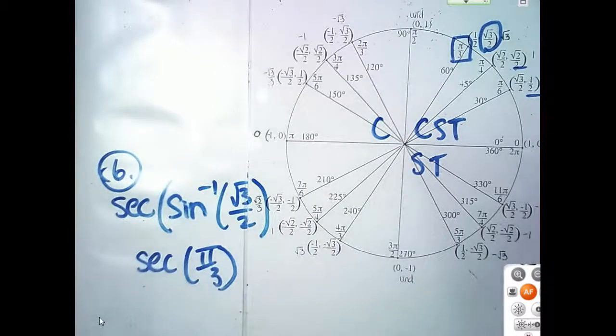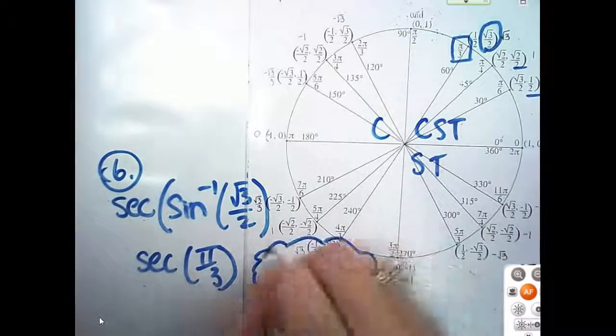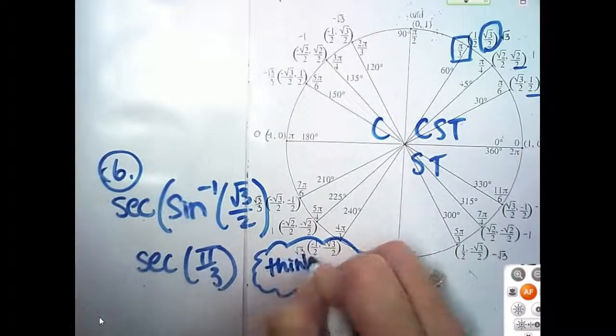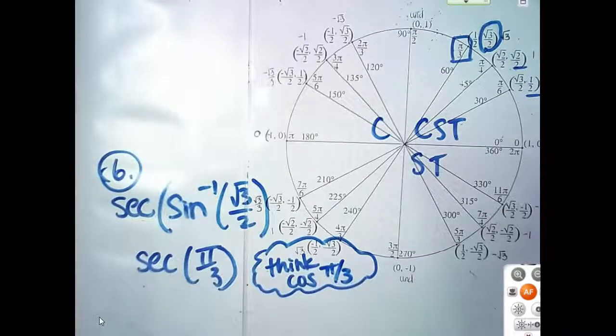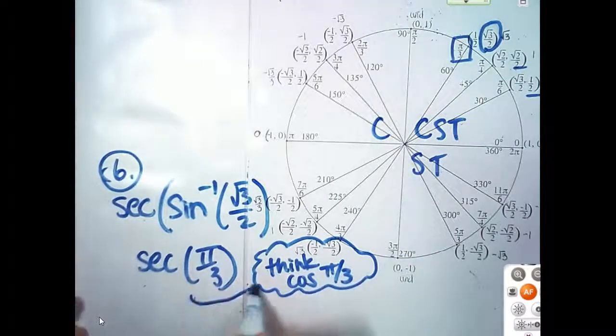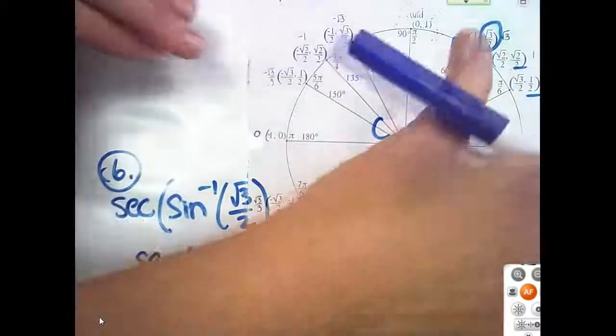What is the reciprocal of secant? Starts with an S, so reciprocal starts with a C, right? Its reciprocal is cosine. So in your head, on this part, you're going to think, good notes on this part, guys. You're going to think, what's the cosine of pi over 3? Think, cosine of pi over 3. So I'm going to erase what I have and start all over.